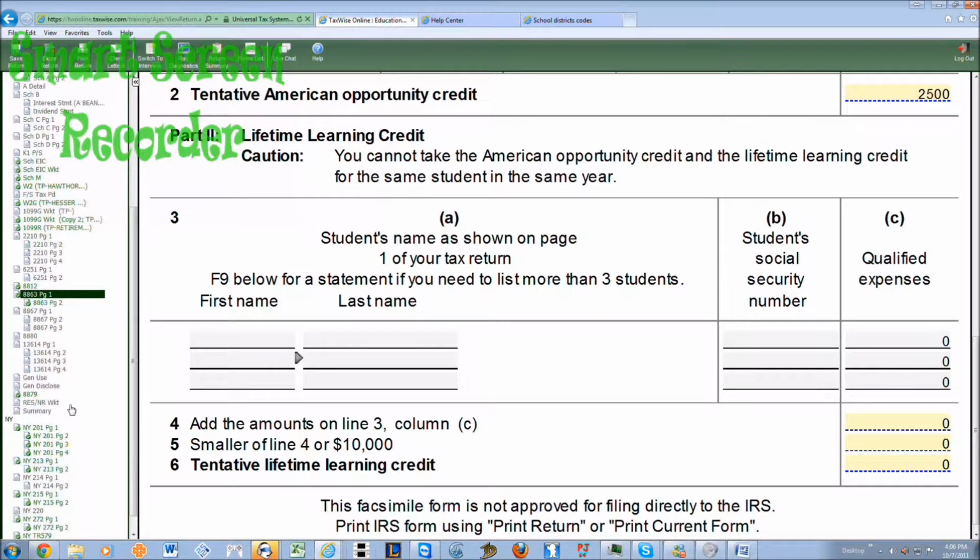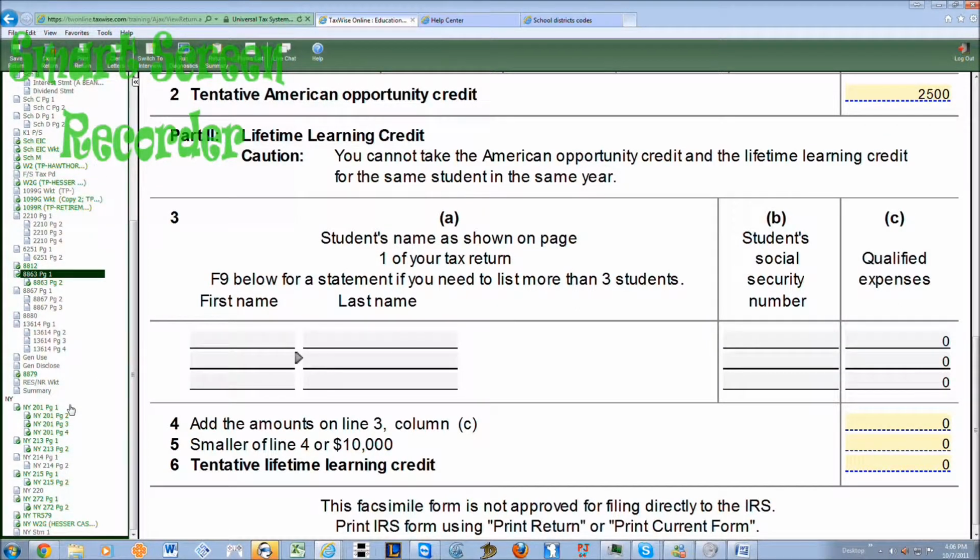Alright, so that is pretty much it for the federal side of this.